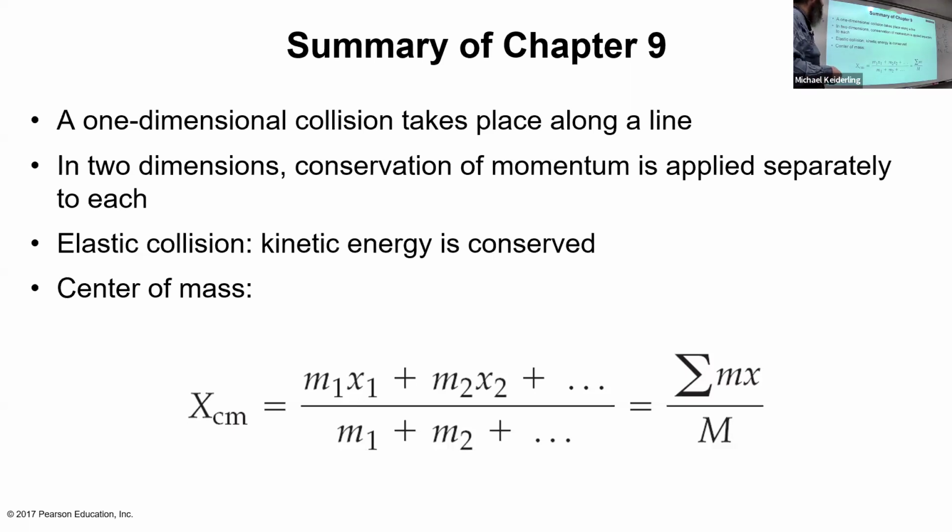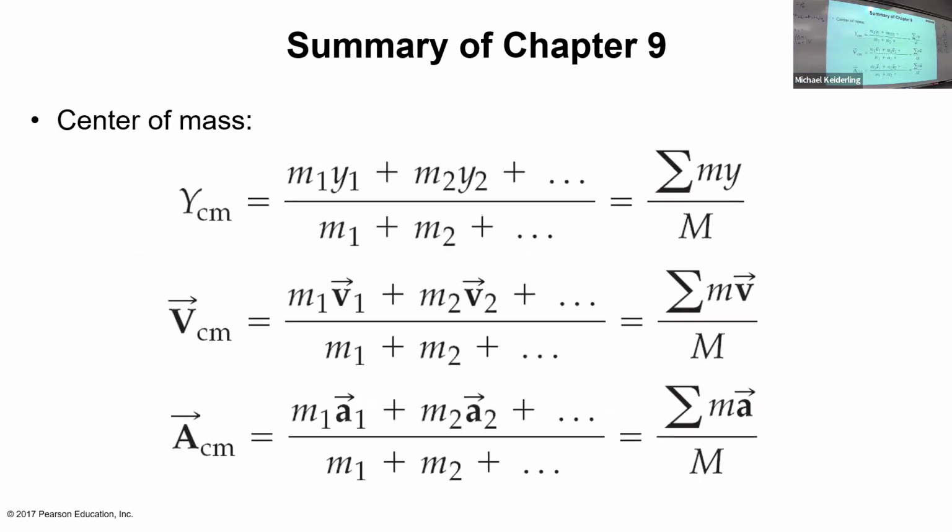And the center of mass is m1 x1 plus m2 x2 and so on, over m1 plus m2 and so on, or the sum of all m times x over total mass. These are the related formulas for y center of mass, the velocity of the center of mass, and the acceleration of the center of mass. They're all weighted averages, weighted by mass of the relevant quantity. So the sum of all mass times y over total mass, mass times velocity over total mass is the velocity of the center of mass, mass times acceleration over total mass is the acceleration of the center of mass.